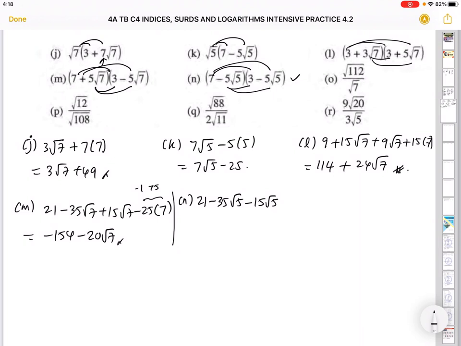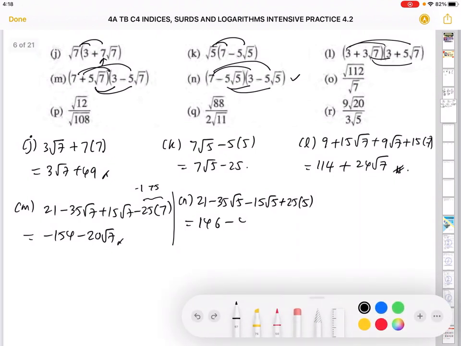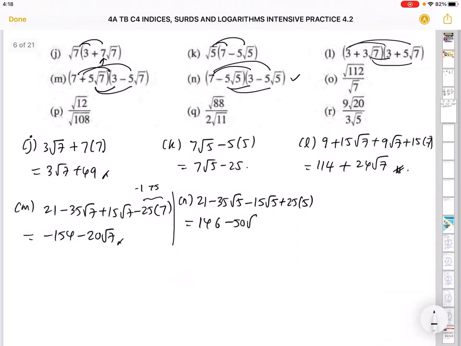Okay, and lastly 5, 5, 25, 25 times 5. So basically we take, oh by the way, the last term is positive. 21 plus 125, you get 146, minus 35 plus 15 is 50, 55. Okay, that's n. O is easier actually, because 1, 1, 2 you can put together, divide by 7, you just get root 16, and root 16 is just 4.